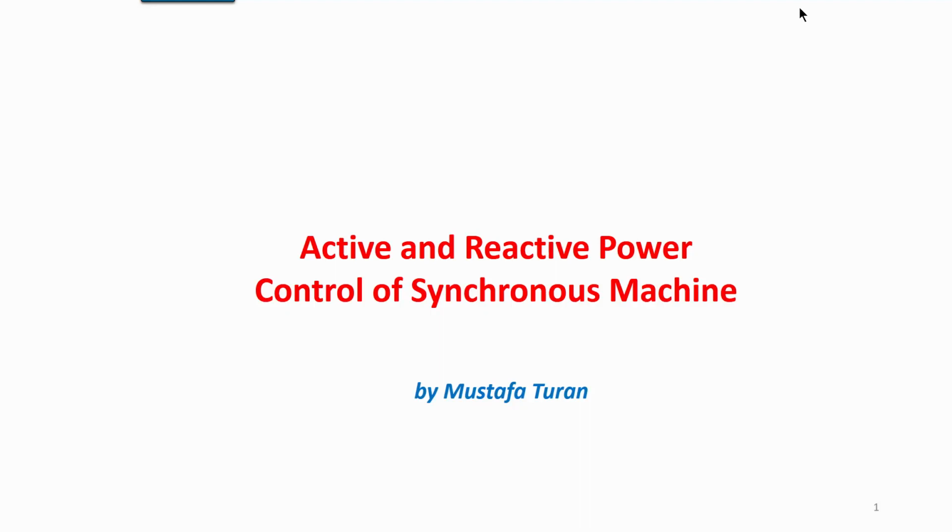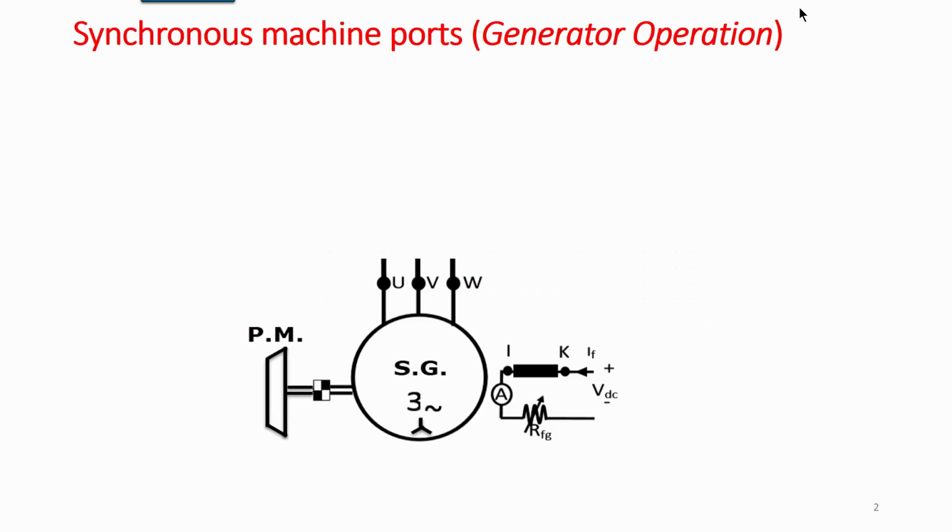Active and reactive power control of synchronous machine. Let's define the machine ports first. There are three ports in synchronous machine. One is mechanical port, which is shaft.